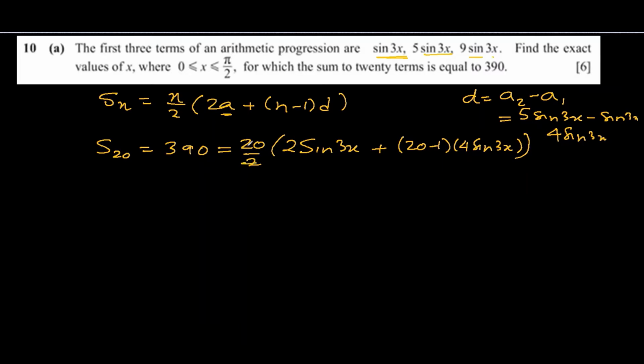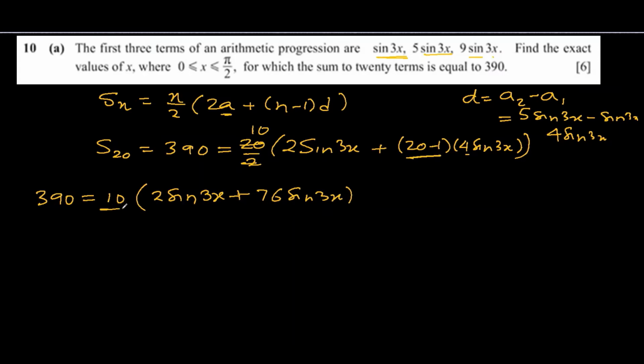First we can cancel 20 and it becomes 10. So 390 is equal to 10 times (2 sine 3x plus 19 times 4, which is 76 sine 3x). Okay, we can divide both sides by 10 so that we get rid of this 0.